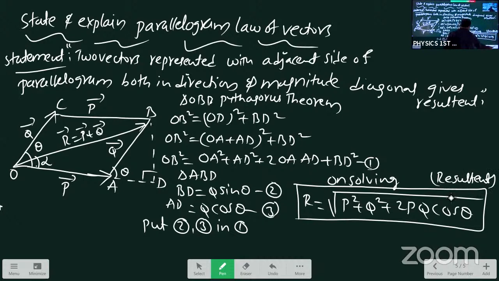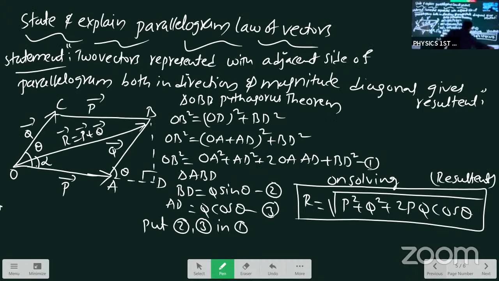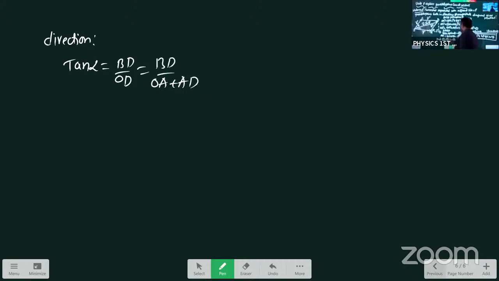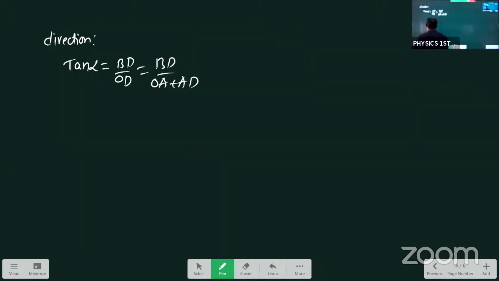Now direction. Direction means tan alpha. Tan alpha equals opposite side BD by OD, or answer. BD by OD means OA plus AD. This one is like the previous model only. OA means P, and the remaining BD means Q sin theta.